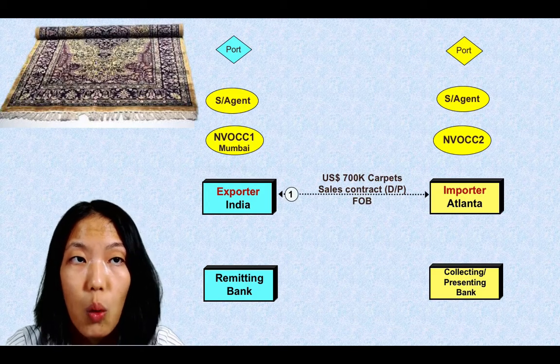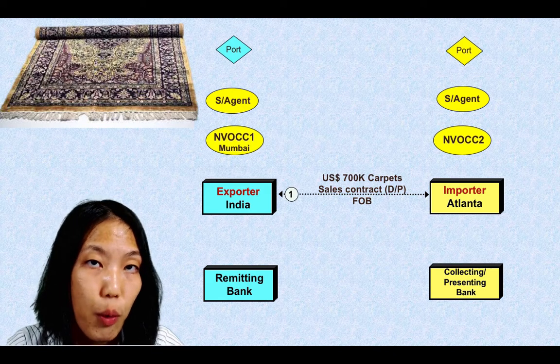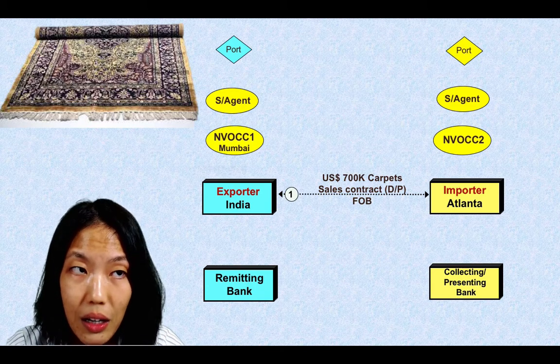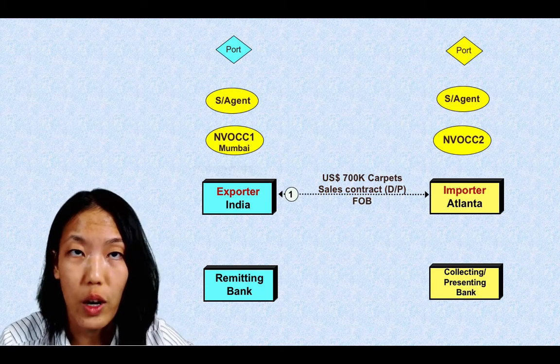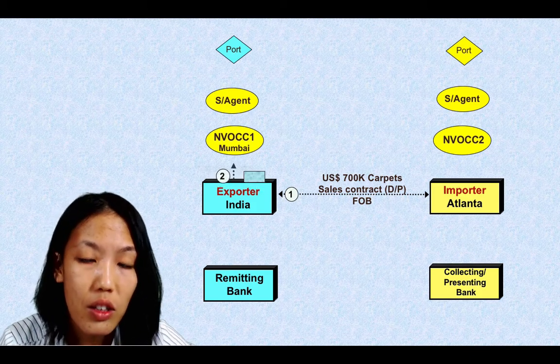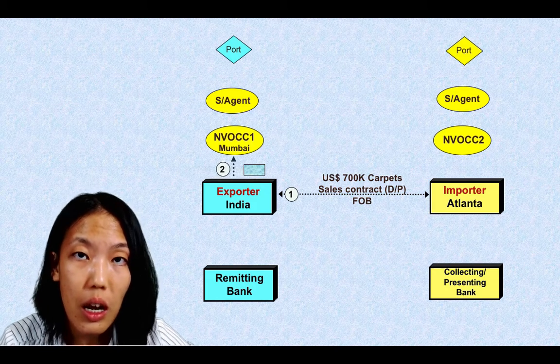in India, for $700,000 on an FOB basis. The method of payment is by DP. When the goods was ready, the importer requested the exporter to pass the container load of goods to his NVOCC in Mumbai.